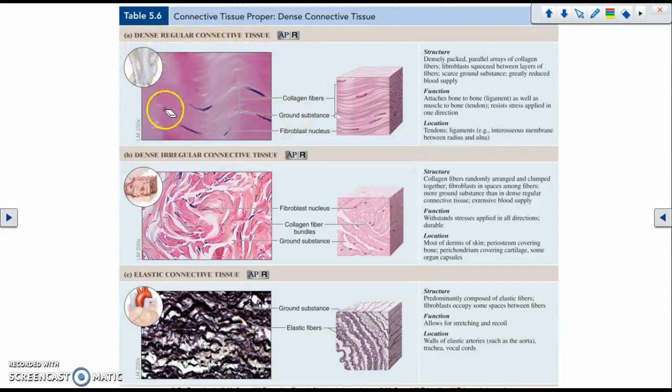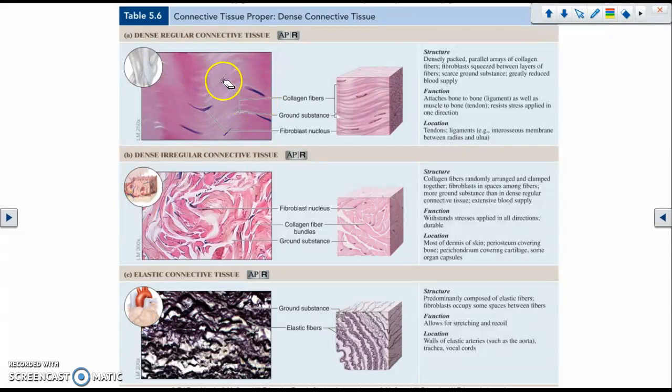In dense regular connective tissue, the reason it's called regular is because the collagen fibers are parallel to each other. In dense irregular connective tissue, there is no rhyme or reason behind the order of collagen fibers. Okay, regular is present when there's only stress in a specific axis. So it's a one-directional movement, right? Push, pull, okay? No twisting motions. So this type of connective tissue is more present in ligaments, okay? It's a one-way thing, like the anterior cruciate ligament, okay?